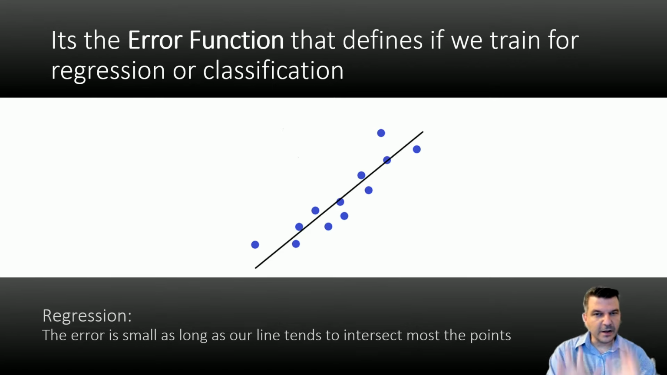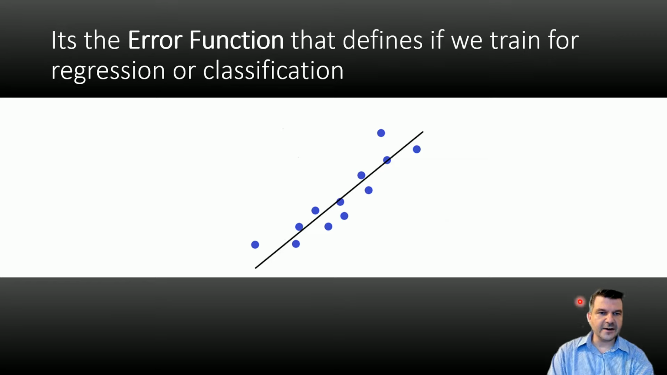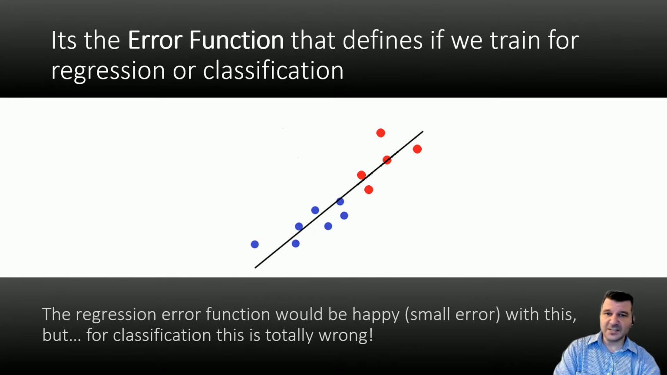Now, this would be good for the case of regression, but wouldn't be good for the case of classification. So what I mean by that, let's put some color here and transform this into a classification problem. Well, as you see, by having now blue and red points, this line is not good at all. I mean, this was very good up to the point when we were talking about regression. But now that we talk about classification, this is totally wrong, okay? The regression function would be happy with a small error with this, but for classification, this is totally wrong.